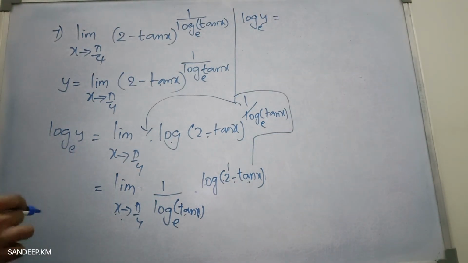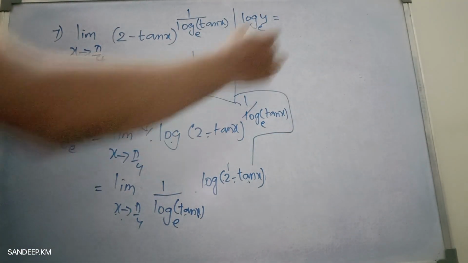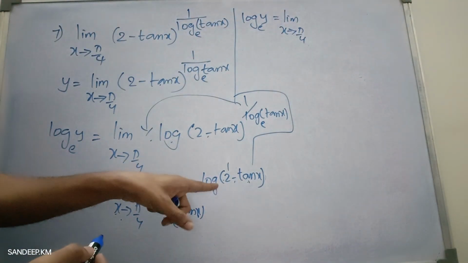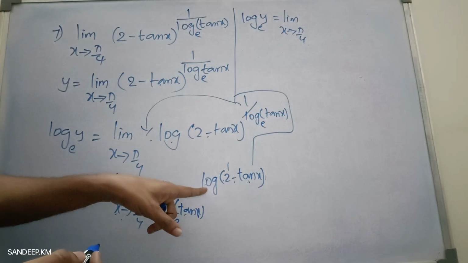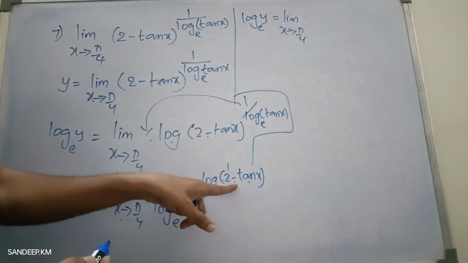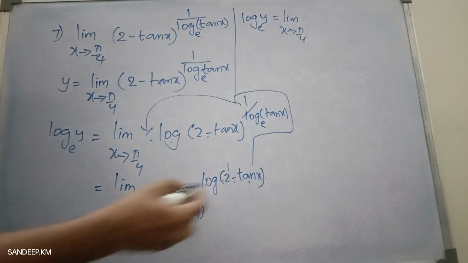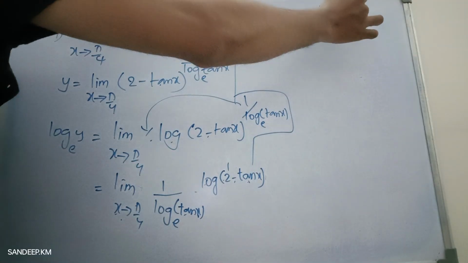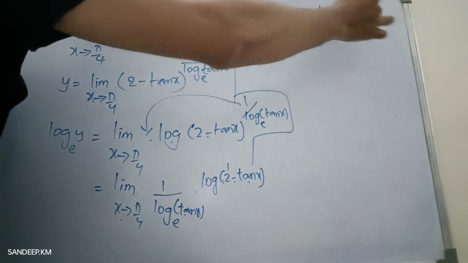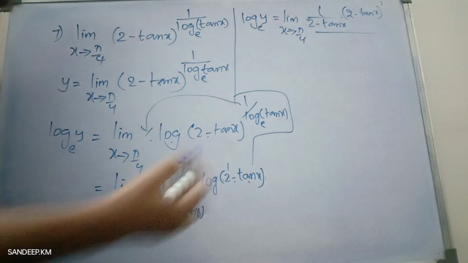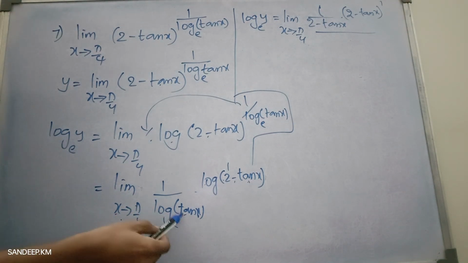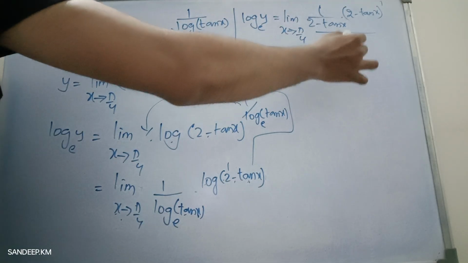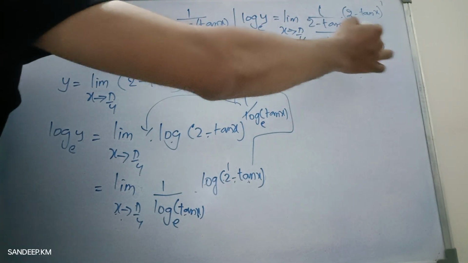So we are going to use L'Hospital's rule in the RHS. So we are finding log y base e value, right? Log y base e is equal to, with this particular limit x approaches pi by 4, numerator's derivative. As I told you already, log of f of x derivative is 1 by f of x into f of x derivative. So we will write 1 by 2 minus tan x into 2 minus tan x whole derivative, whole divided by, and in the denominator we have log of tan x. So log of tan x derivative is 1 by tan x into tan x derivative.